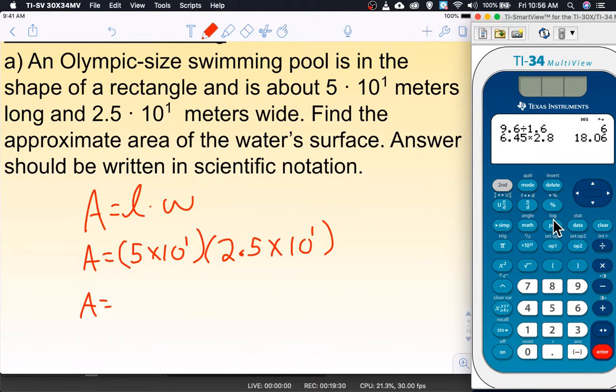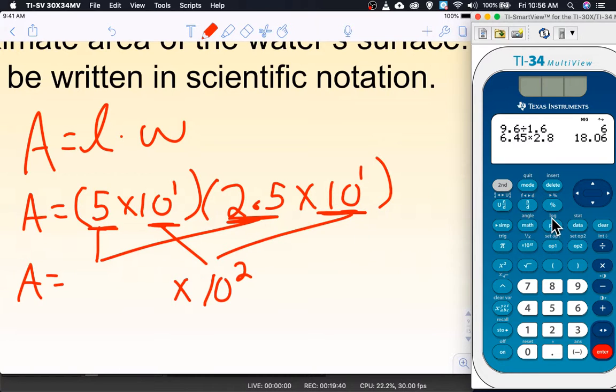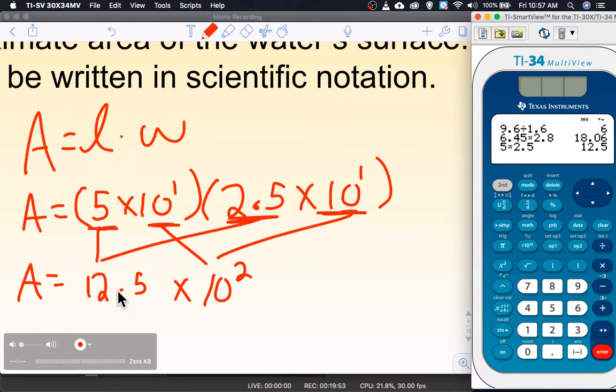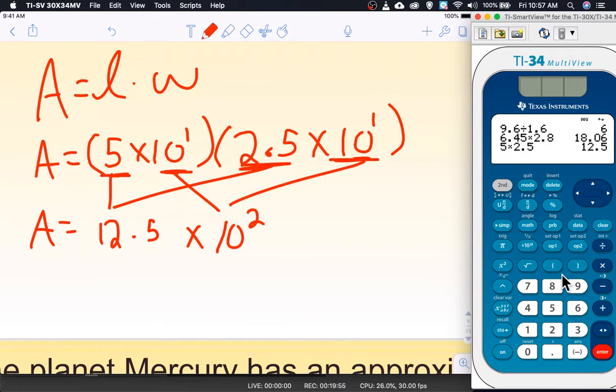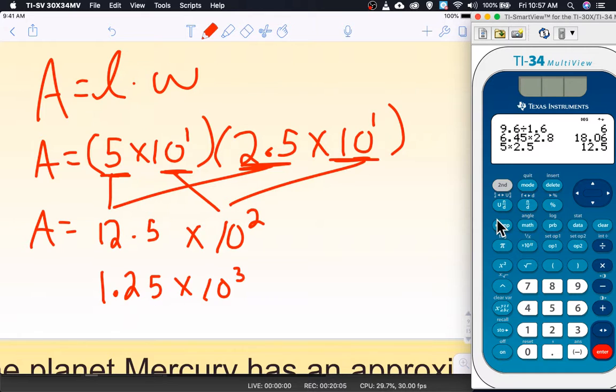When I multiply, I'm going to do what I did above. I'm going to multiply my decimal pieces together. I'm going to multiply my powers of 10 together, adding the exponents. And 5 times 2.5 should be 12.5. My answer is not quite scientific notation because of my decimal piece, so I just have to do a little conversion here. 1.25 times 10 to the, smaller by 1 decimal place, bigger by 1 decimal place, third power.